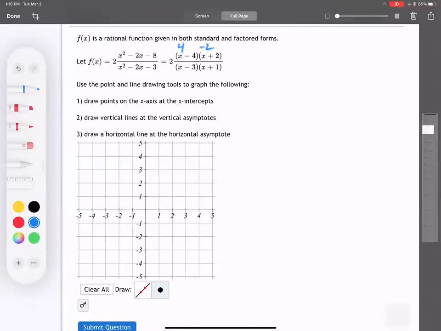Right, 4 minus 4 is 0. Perfect. Negative 2 plus 2 is 0. Perfect. Now we'll have some special rules later about what we call holes, but we'll discuss that next time. I want to make sure you guys can graph these first characteristics.